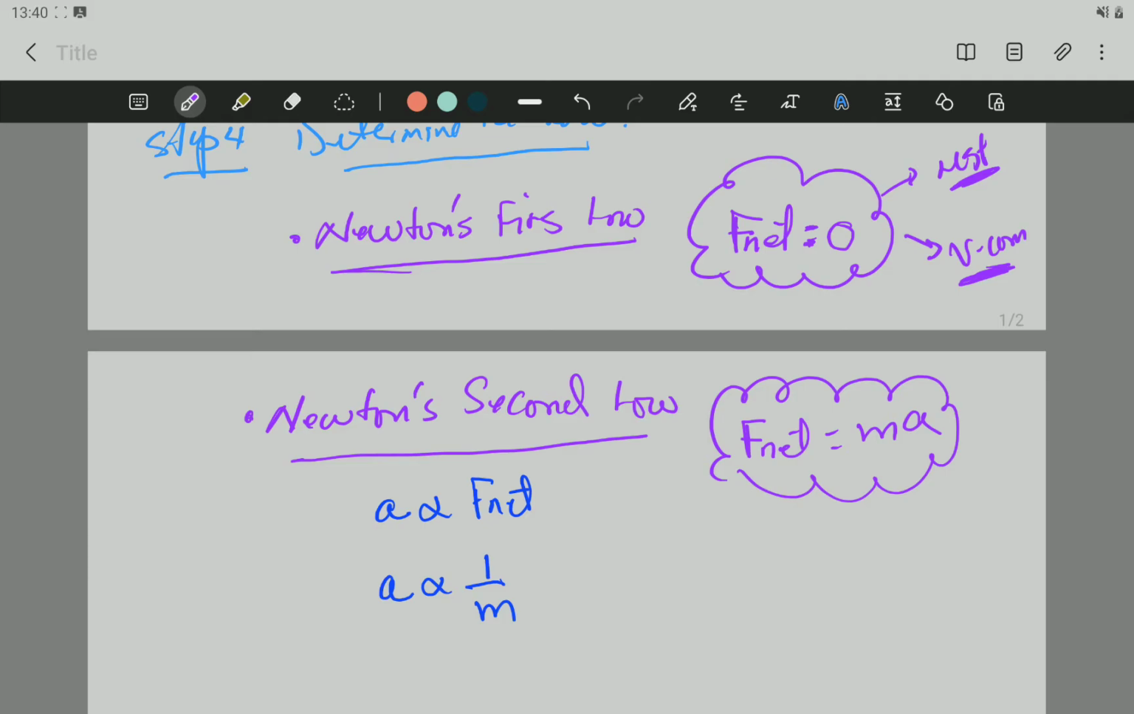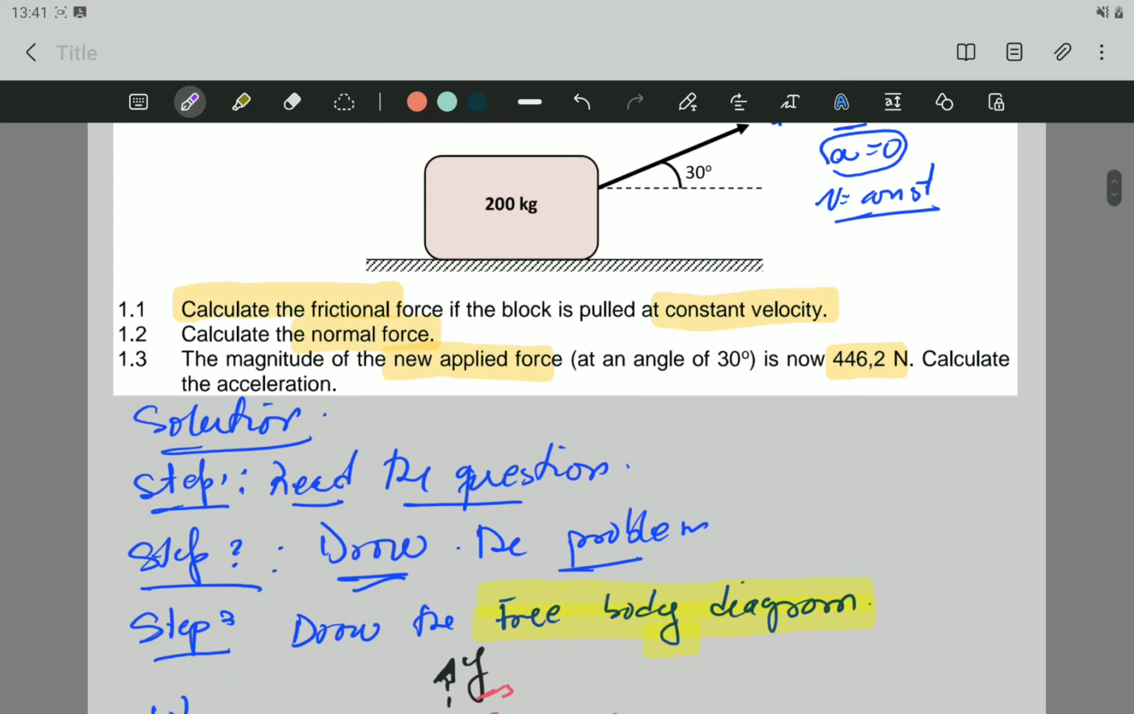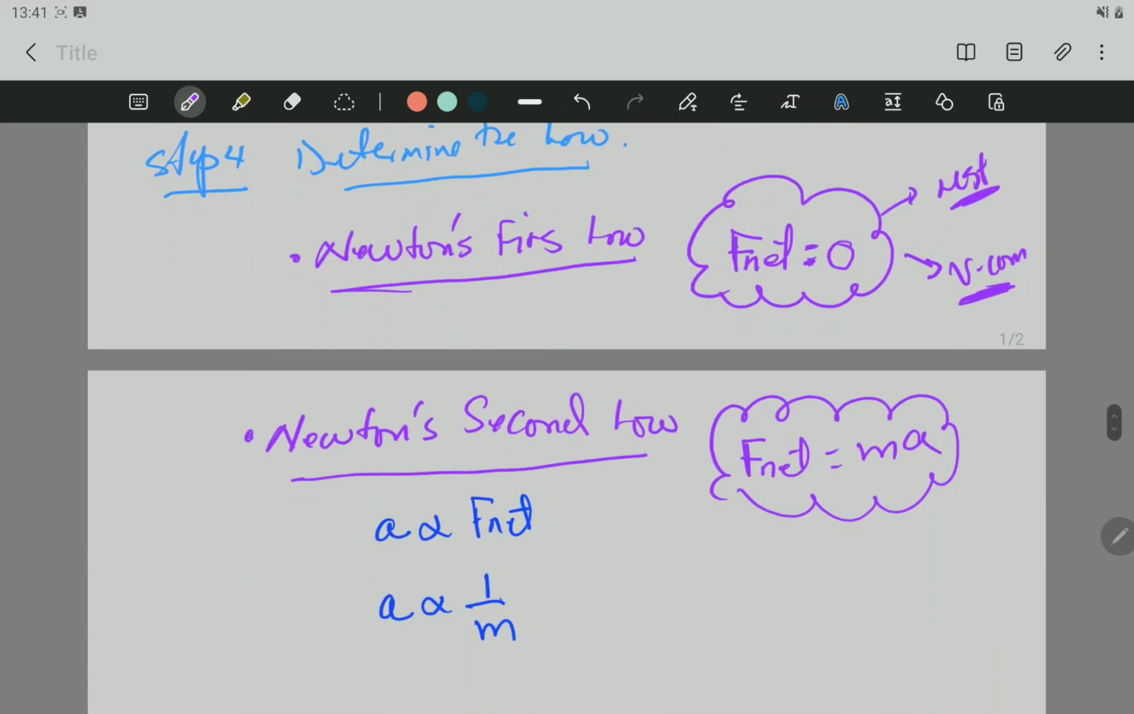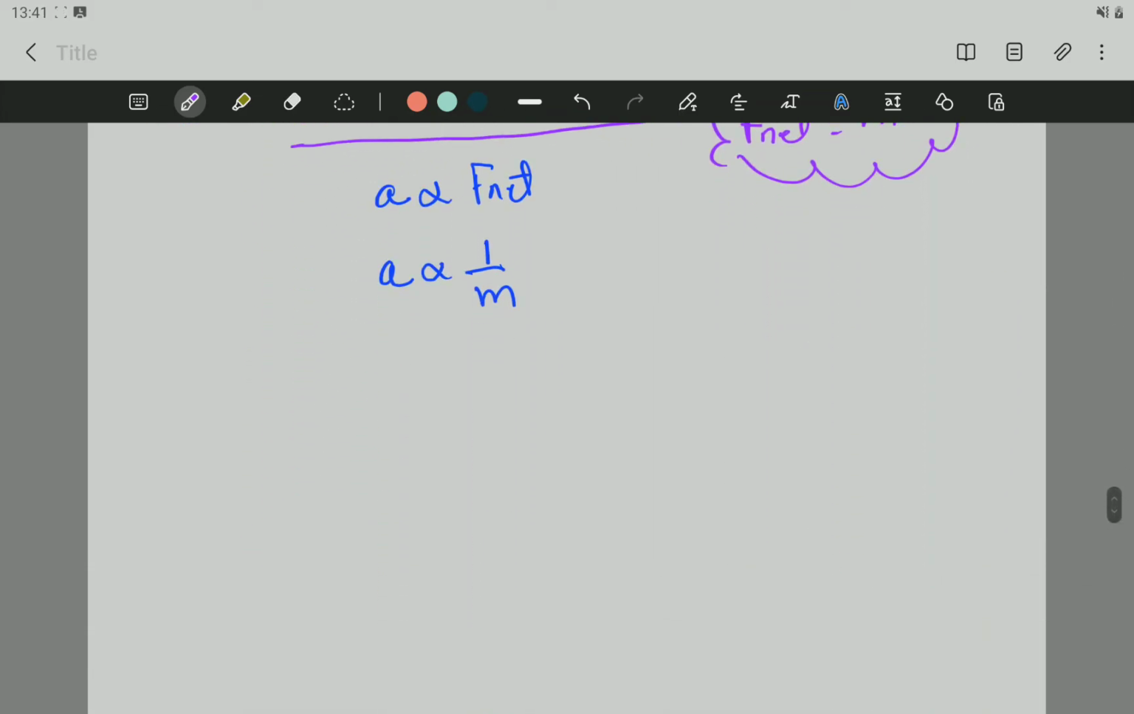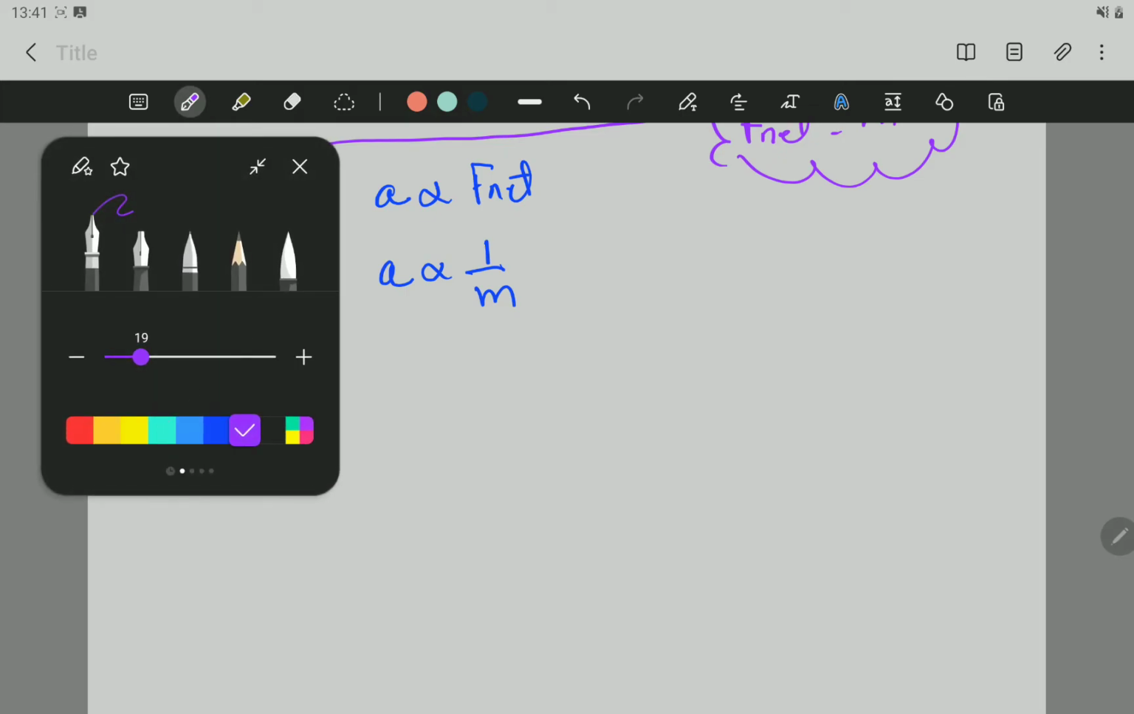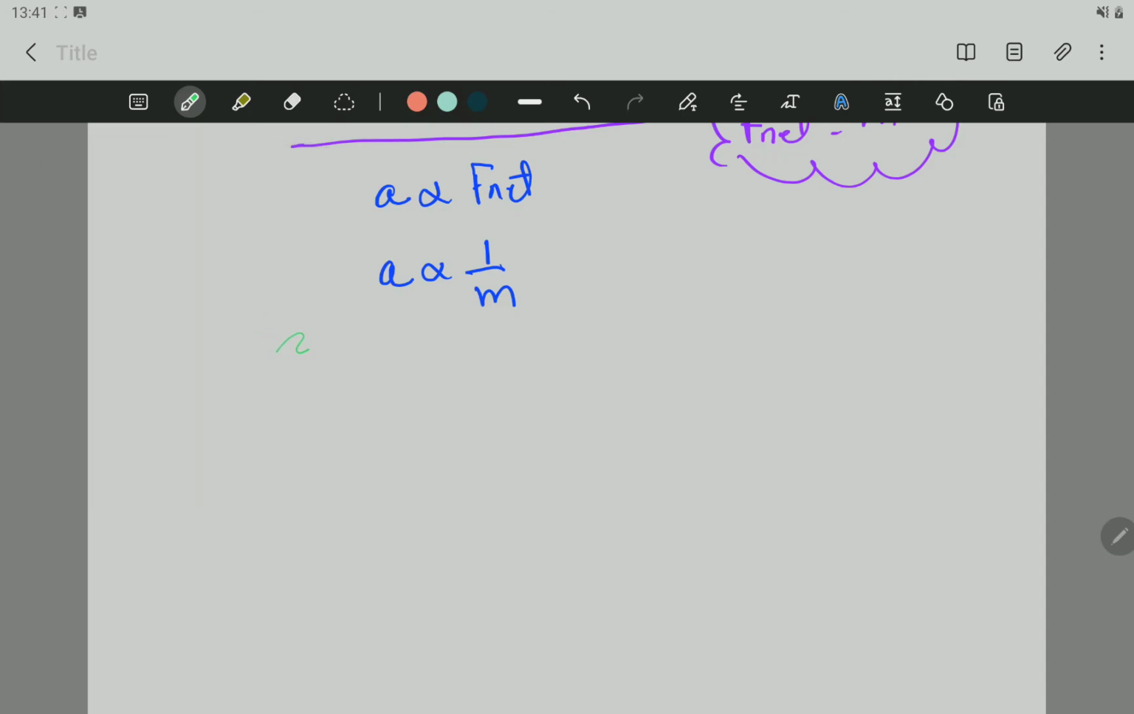So for question 1.1, the object is moving at constant velocity. The question tells you that. So you are going to use Newton's first law, because the question tells you it is moving at constant velocity. So I am going to start by writing Newton's first law.